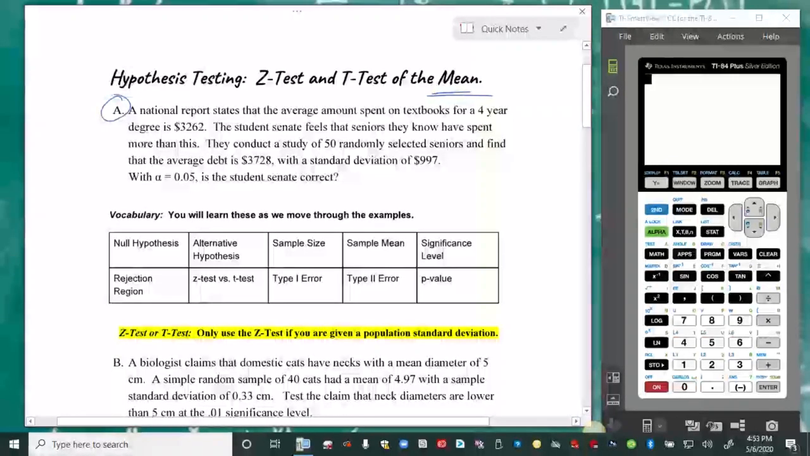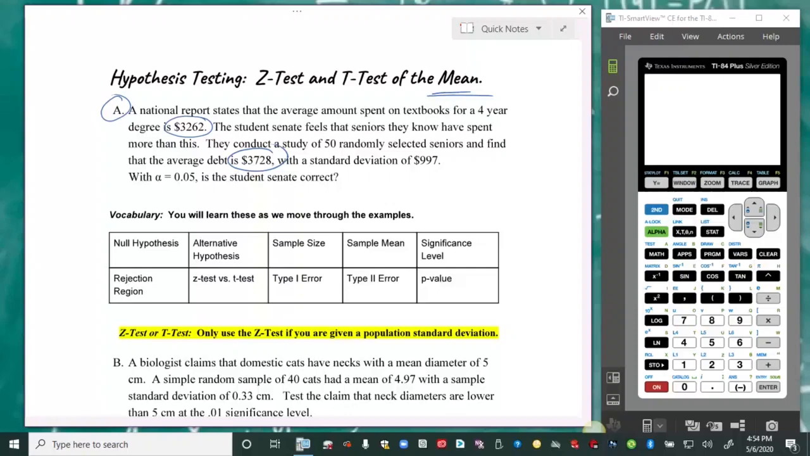A national report states that the average amount spent on textbooks for a four-year degree is $3,262. The Student Senate feels that seniors they know have spent way more than this. They conduct a study of 50 randomly selected seniors and find that the average amount spent on textbooks is $3,728 with a standard deviation of $997. With alpha equal 0.05, is the Student Senate correct?